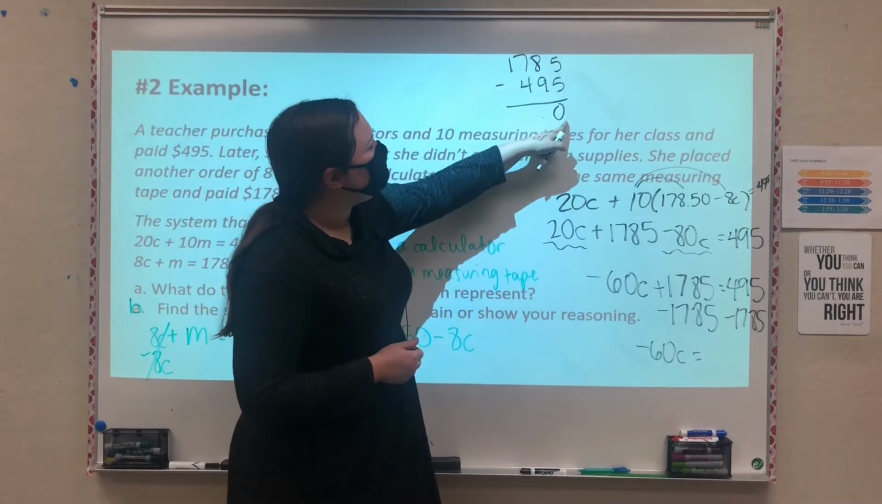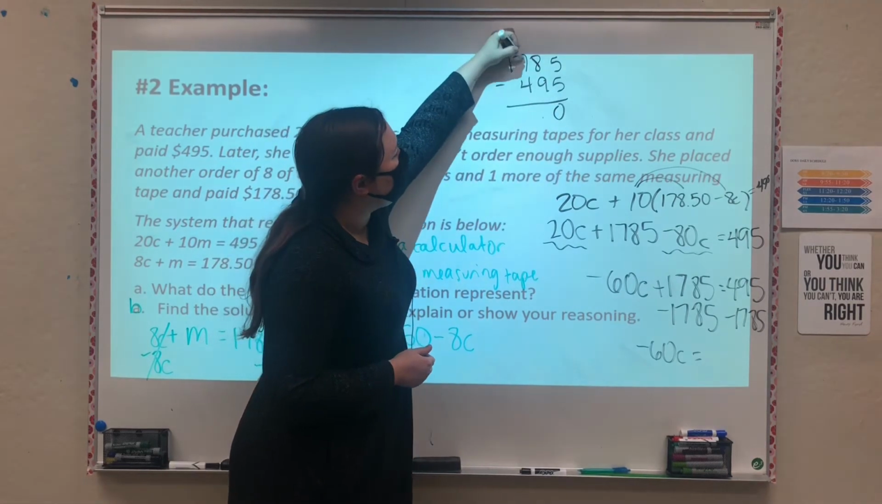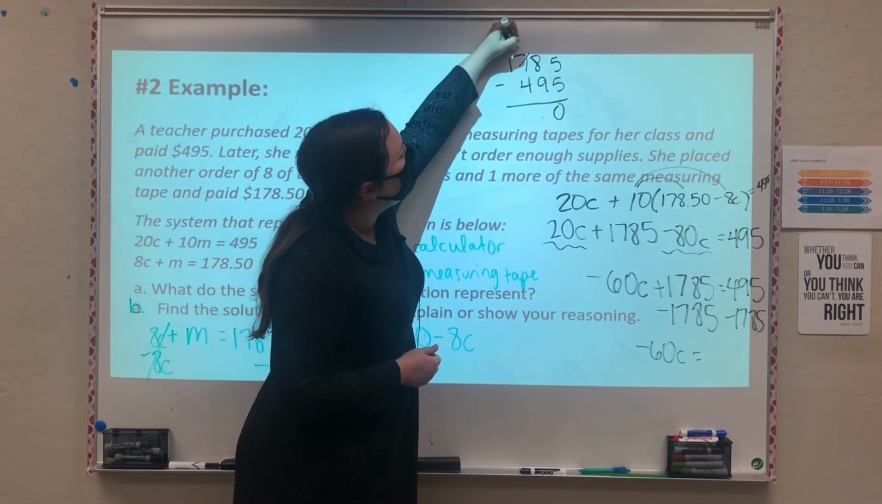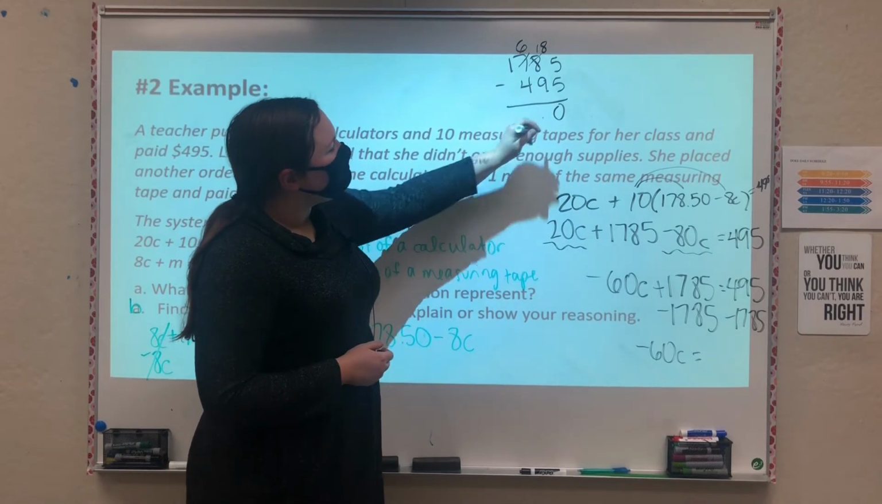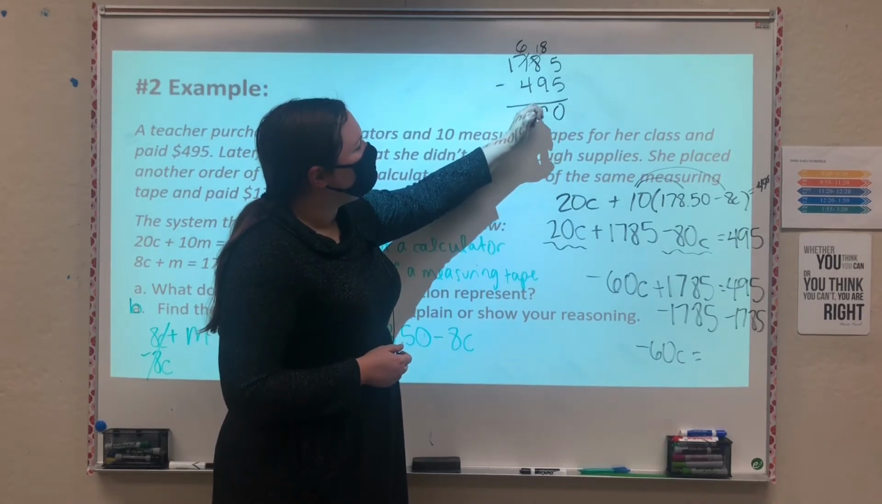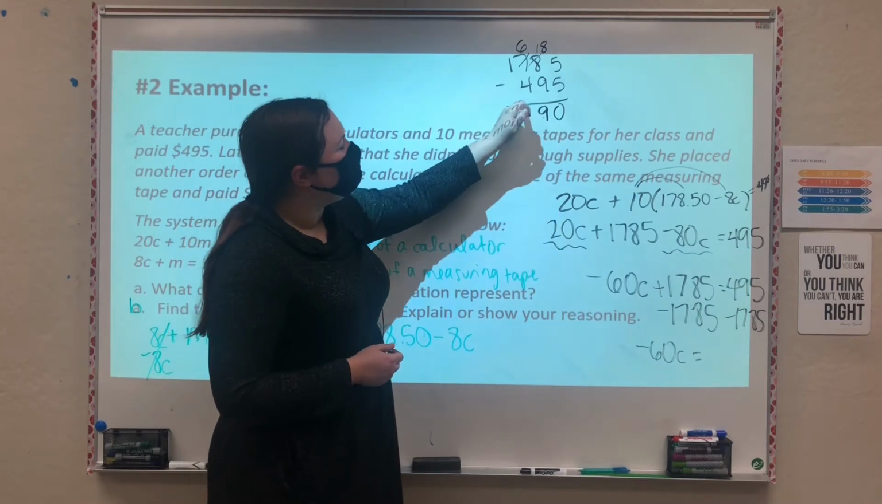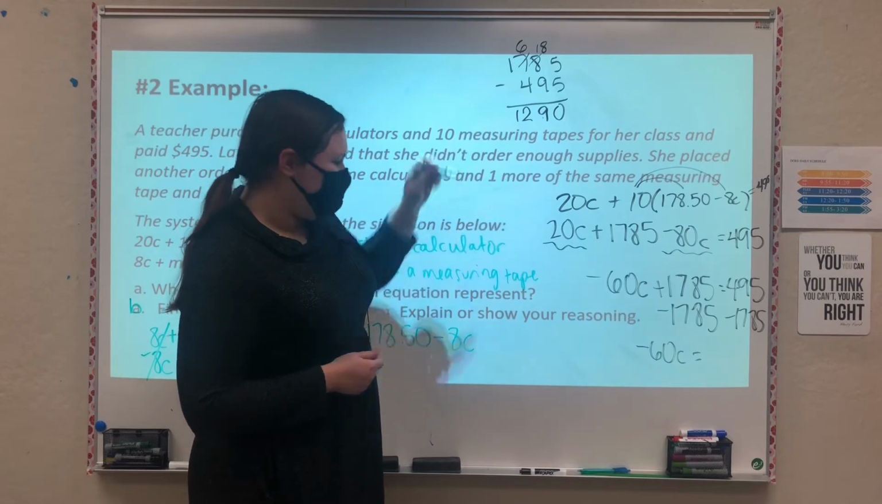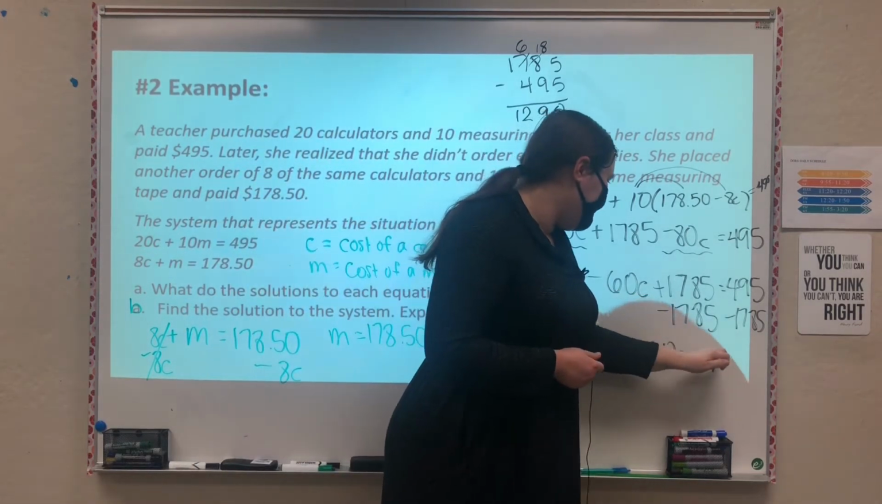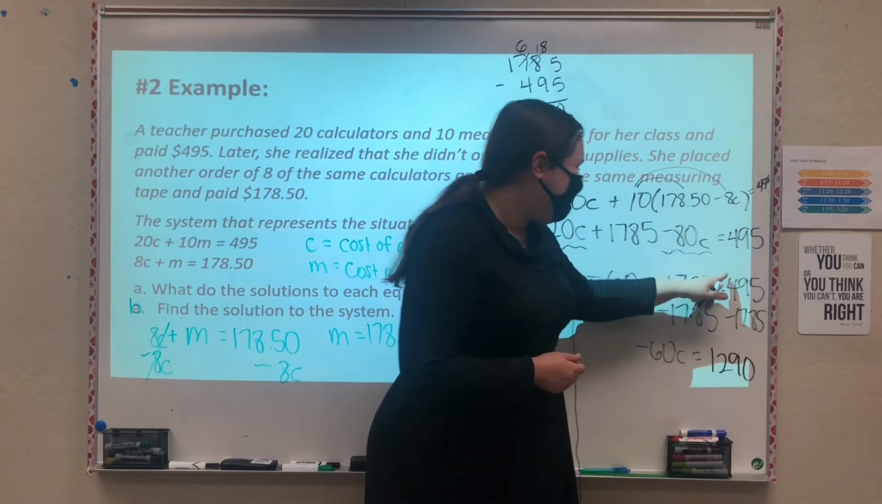So I agree with the 0. 8 minus 9 we can't do, so we're going to have to come in here and borrow. That would be 6 and 18. Oh, so it'd be 90, 1,290. Yeah. Okay. So we've got 1,290, and then we've got our negative.